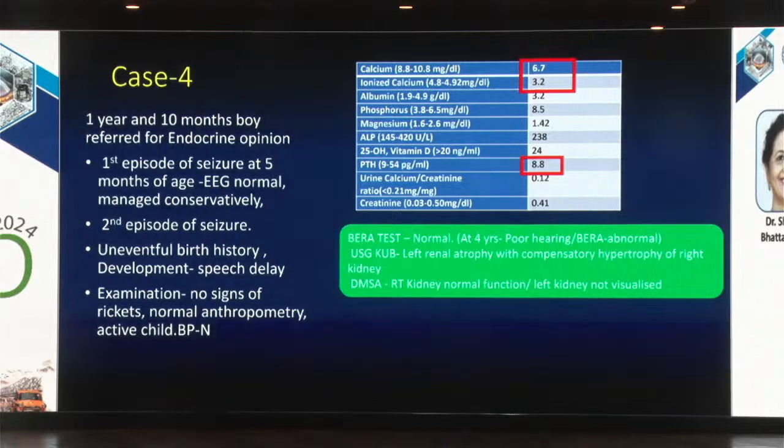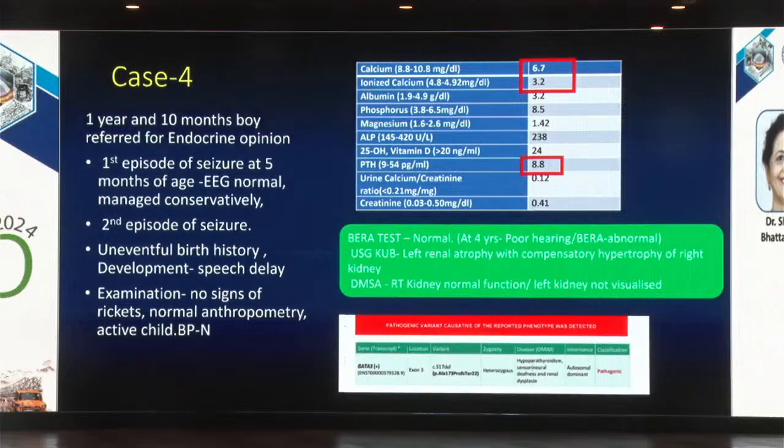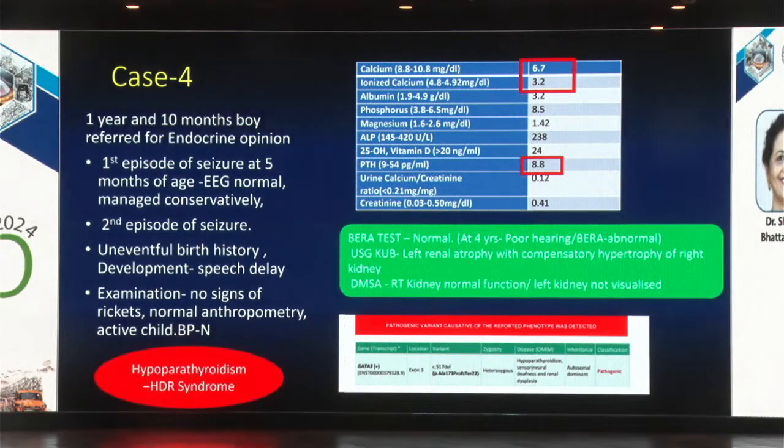But when the child was 4 years old, the mother complained that the child was having poor hearing. Then we did BERA, which showed abnormal results. At the same time, we thought we were missing something in this child. Then when we did an ultrasound, we found some renal abnormalities, and after much convincing, we could get a genetic result where there was a GATA3 mutation. So for any child who starts in the neonatal or early childhood period, think of some rare causes of hypoparathyroidism, like HDR syndrome.